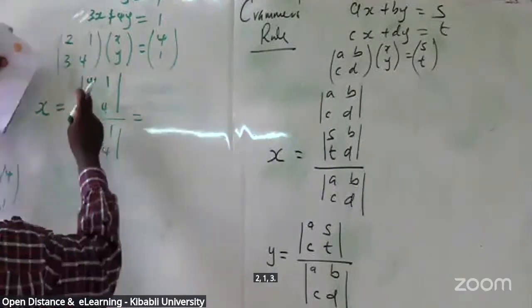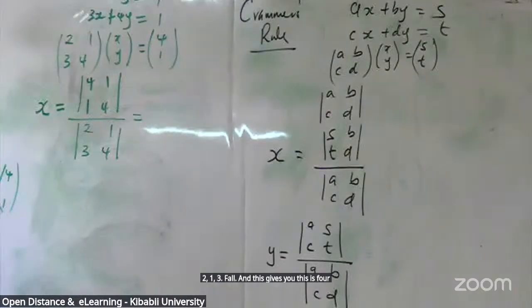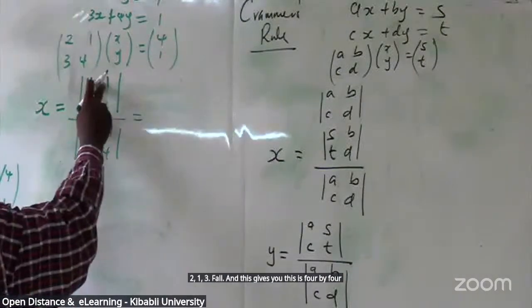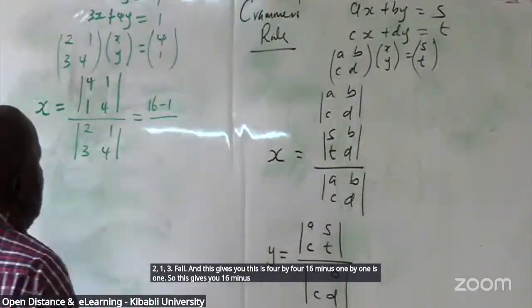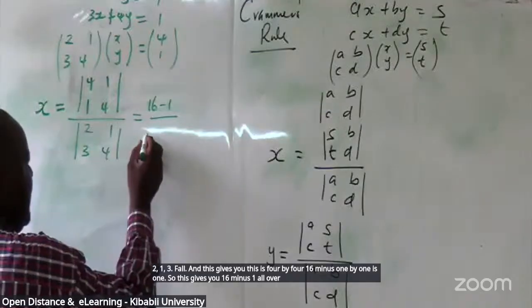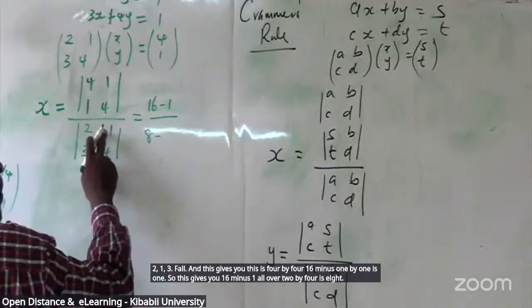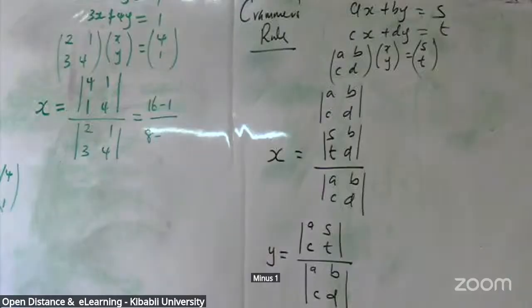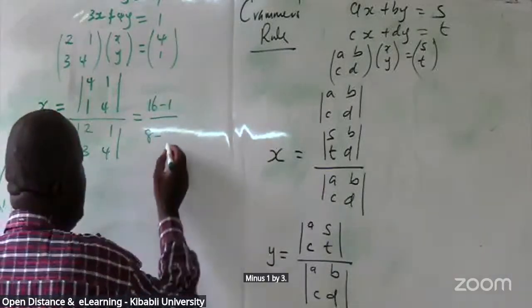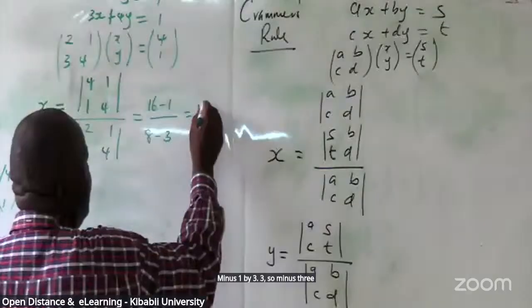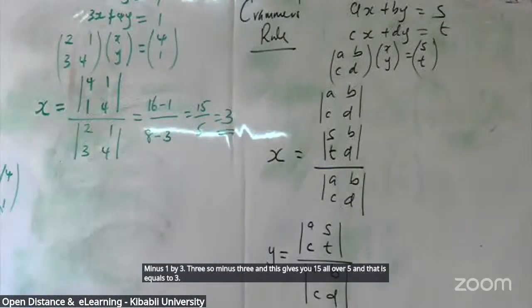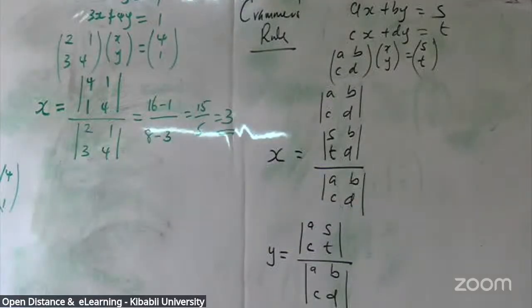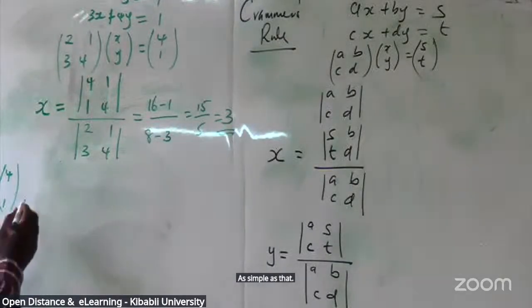And this gives you 4 by 4 is 16, minus 1 by 1 is 1. So this gives you 16 minus 1 all over 2 by 4 is 8, minus 1 by 3, that is 3, so minus 3. This gives you 15 all over 5, and that is equal to 3. As simple as that. We do the same for y.